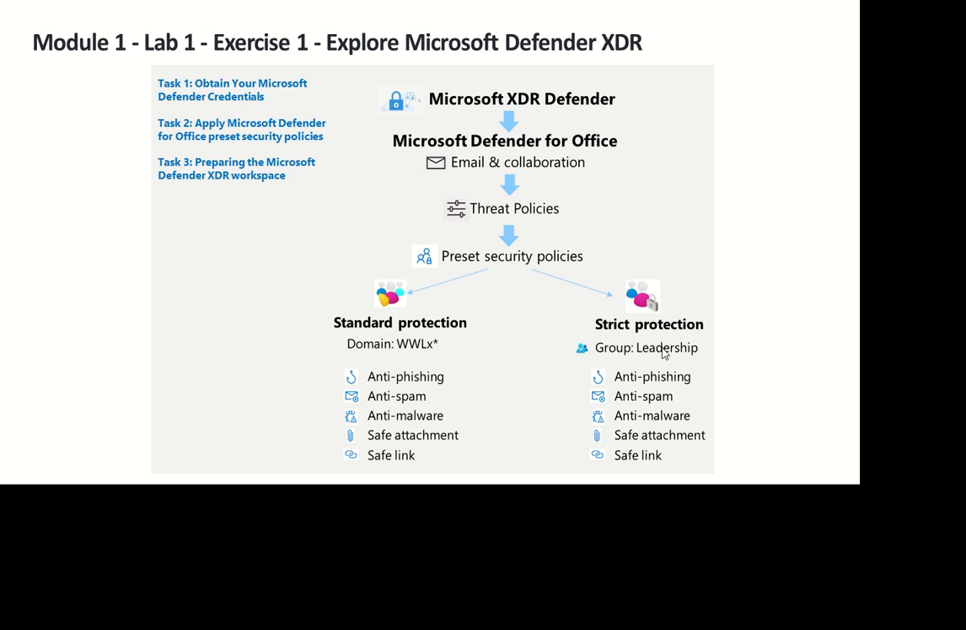For example, there's a group of users called leadership. This leadership group will have higher privilege compared to the normal user, so maybe they have sensitive information that only users from this group can access. So after consideration, you might want to apply a stricter security policy for this group.